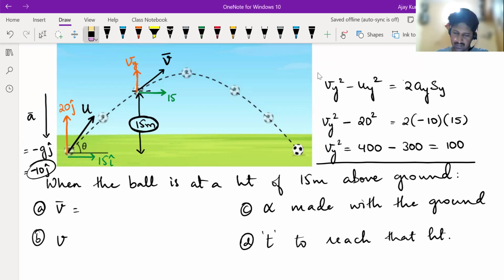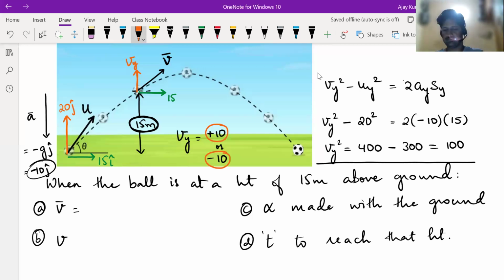Okay, so based on what we derived there, I'm going to write Vy is plus 10 or minus 10 meters per second. I'm not writing the unit. But tell me, what does Vy being plus 10 suggest and what does Vy being minus 10 suggest? Anyone? What does the positive value of Vy suggest and what does the negative value suggest? That's the question.